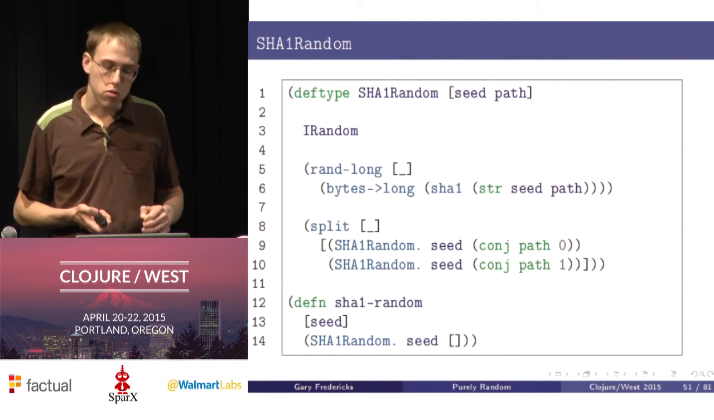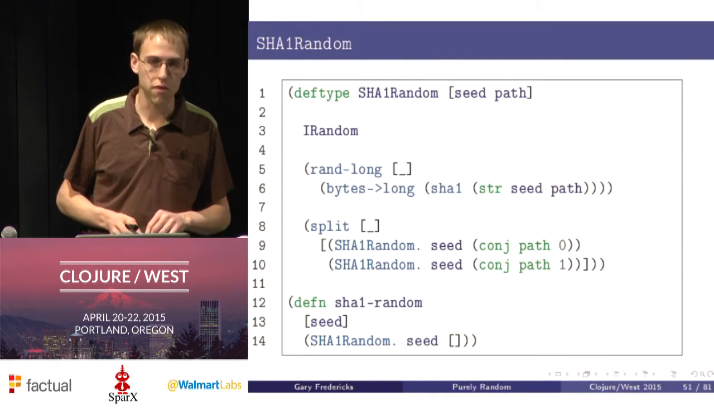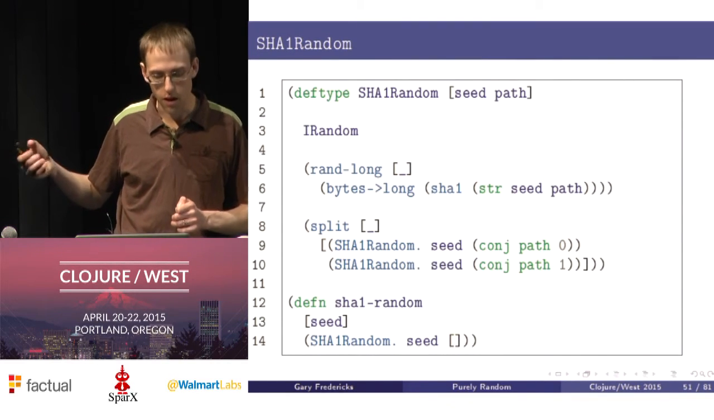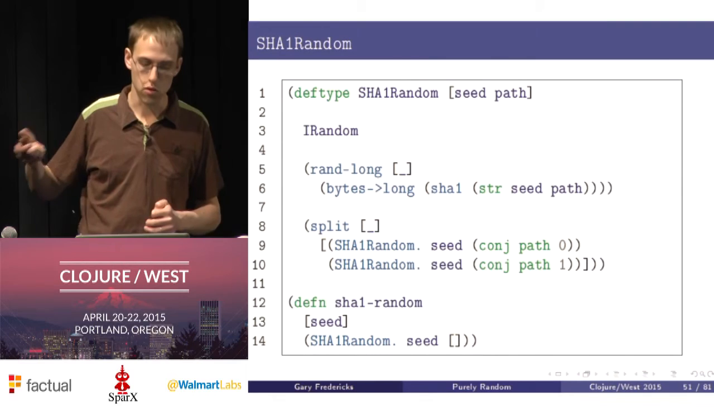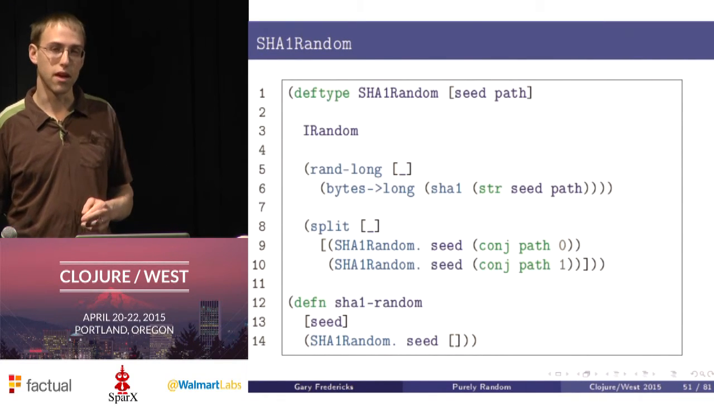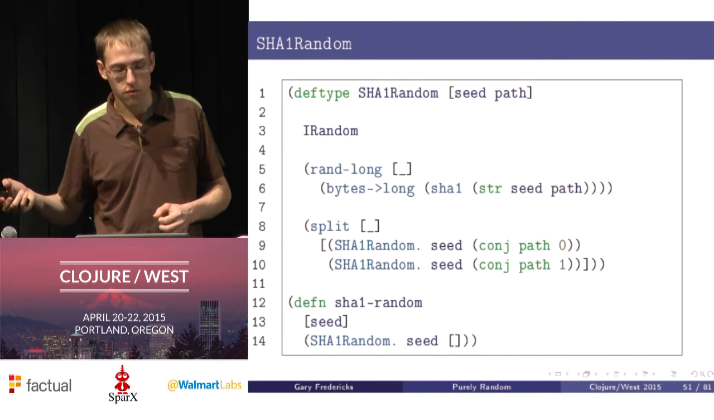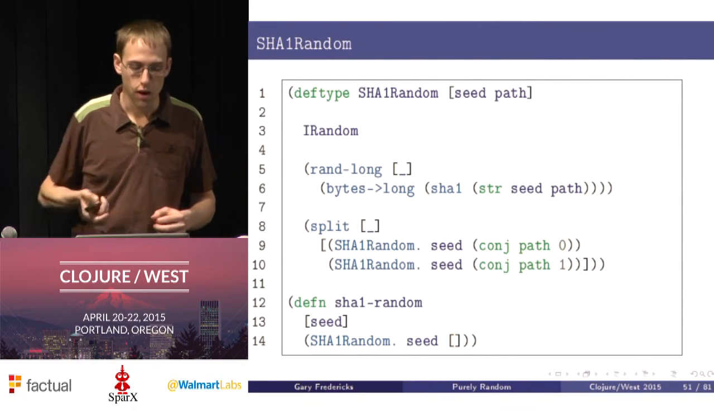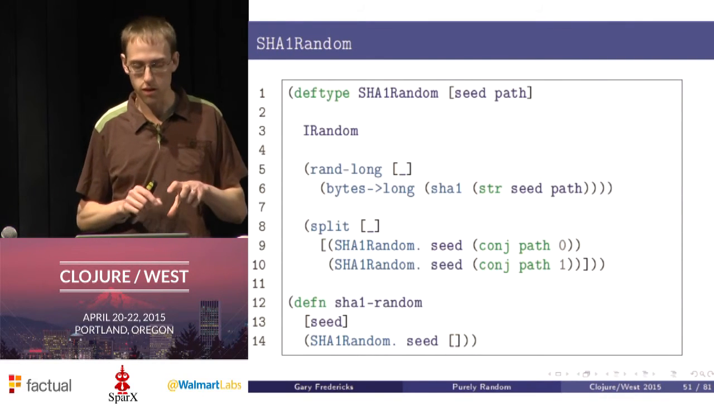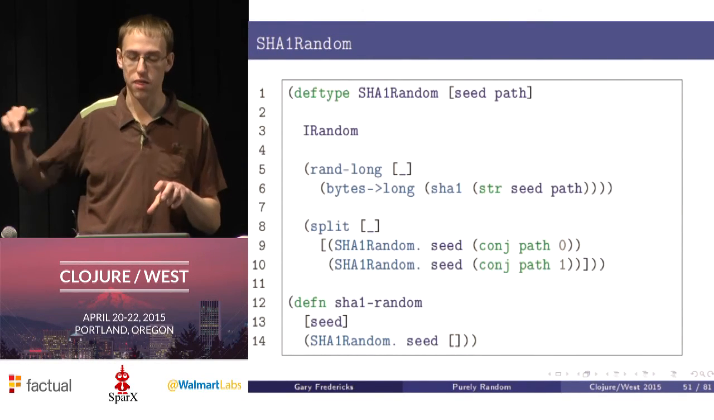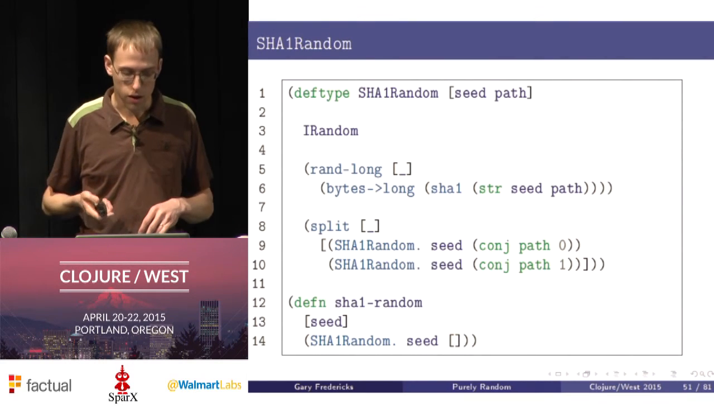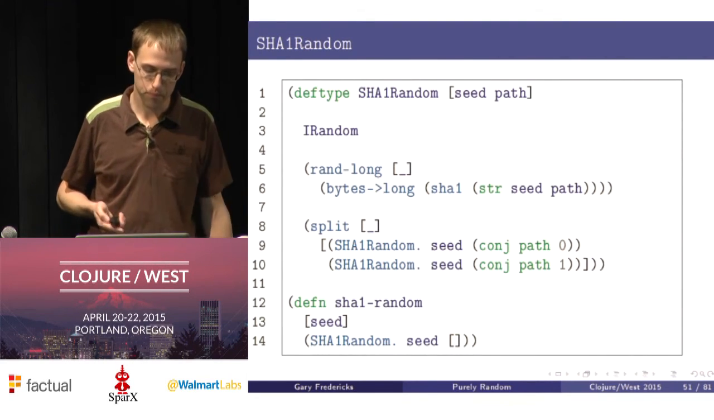So you might try this in Clojure with everybody's favorite hash function, SHA-1. You can do it with a deftype. You have two fields, the seed and the path. If you want to generate a random number on line 6, you will combine the seed and the path together, pass that to your SHA-1 function, and convert the output if you need to. And then to split on line 9, you'll construct two new objects. They both get the same seed, and the path will have 0 or 1 added to it. And then we have a constructor at the bottom with the empty path.